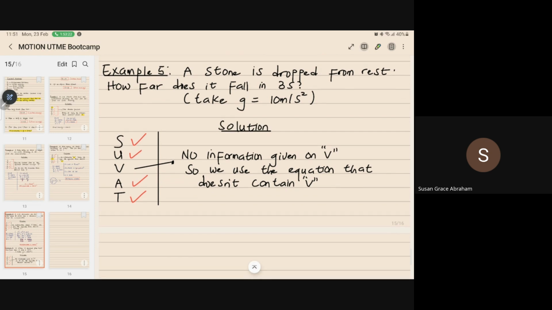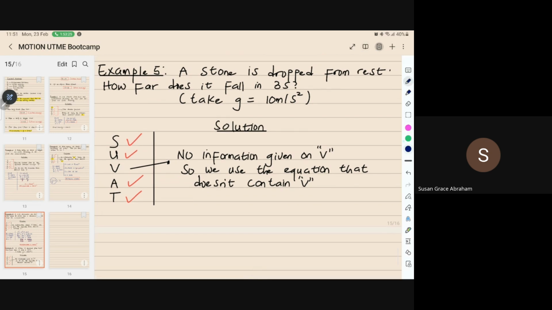So if you check the information that was given to us, they said that it was dropped from rest. That means that U is equal to 0. They said how far does it fall? S, we do not know. They said it takes 3 seconds, which means that T is equal to 3 seconds. They said take G as 10 meters per second squared, so acceleration is equal to 10. So 4 variables were given: S, U, A, T. The one that was not given is V. So I'm going to look for the equation where V is not given.